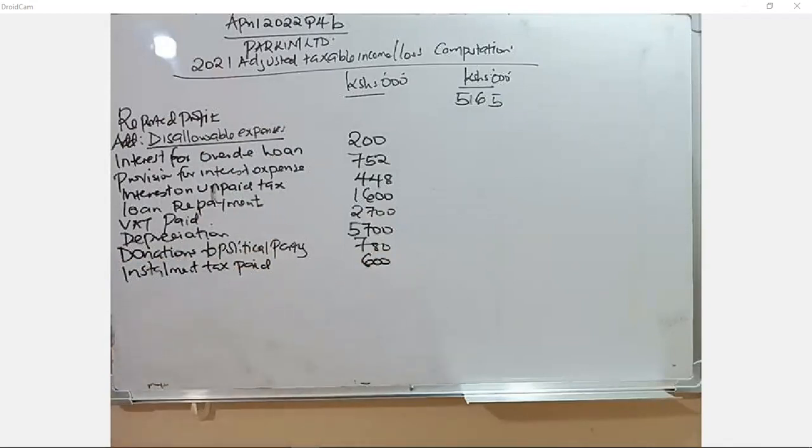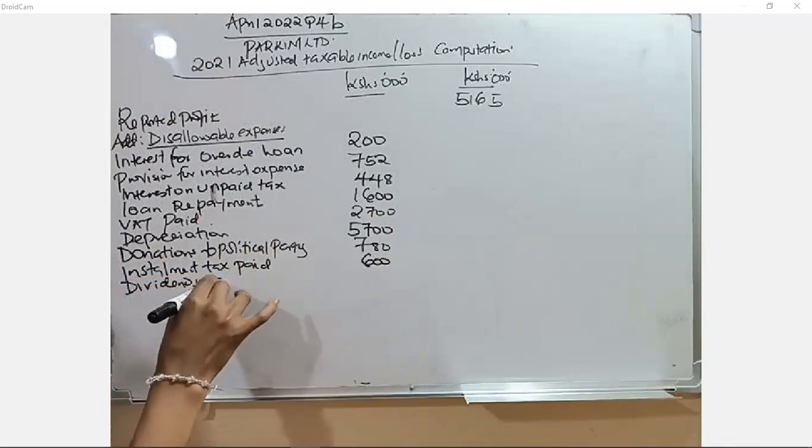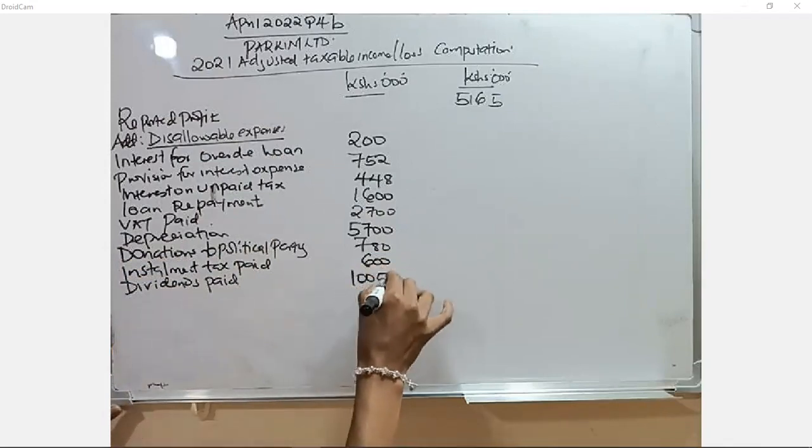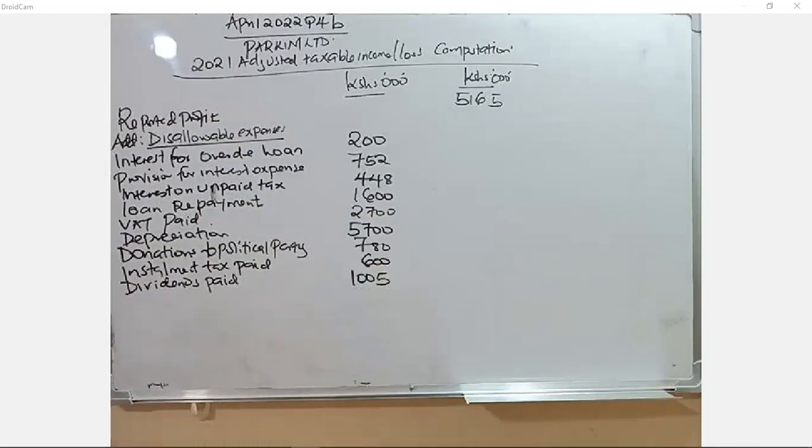Now we have dividends paid. Dividends paid are not allowable expenses, and you know that. We normally pay dividends from the income generated. After the net profit of the year, we pay dividends, but you can't treat them as an allowable expense of the business, amounting to 1,005, sorry. I don't think there is any other thing under the disallowable expenses. That is okay.